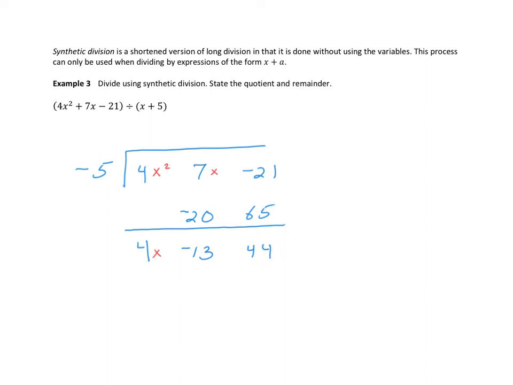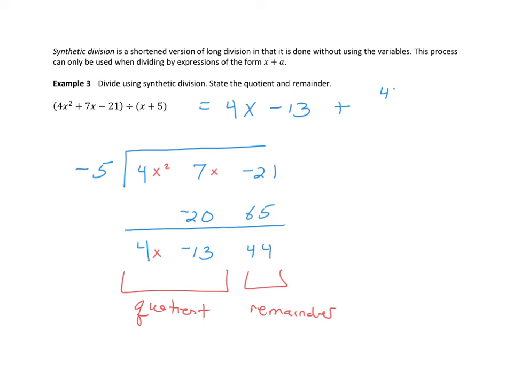So in terms of the answer is 4x minus 13. So it's these two things that make up the quotient. And then over here, the 44 is the remainder. So over here in my answer, I'll say, well, the remainder was 44 out of x plus 5. So this process is a lot faster because you're not writing down all of the x's, and it's a very quick procedure. But that's it, the quotient and the remainder.